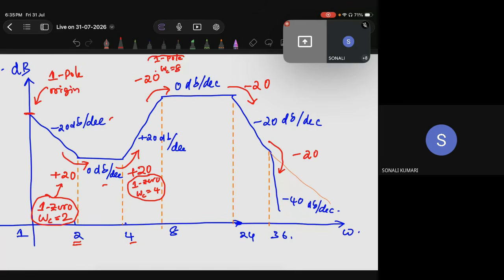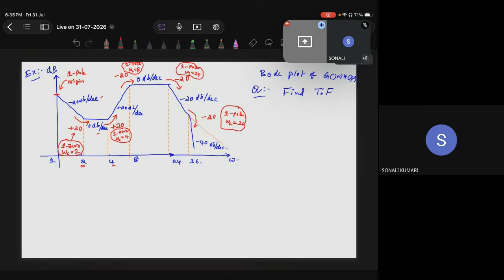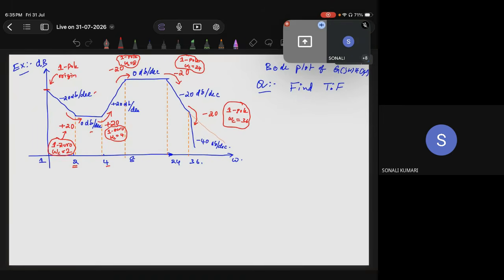Here, one pole. What is the corner frequency? 24. Here, one pole. What is the corner frequency? 36. Is this clear? So based upon the slope change, we decide whether we add a pole or a zero.